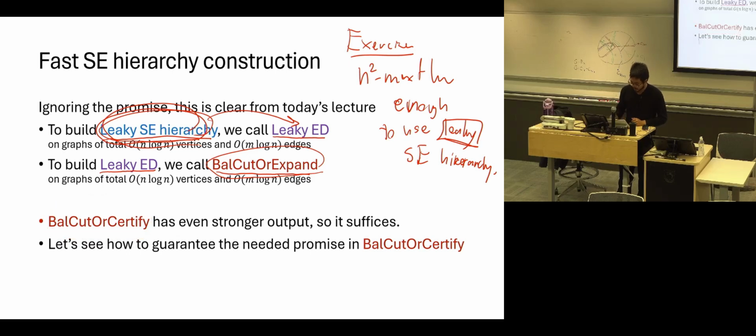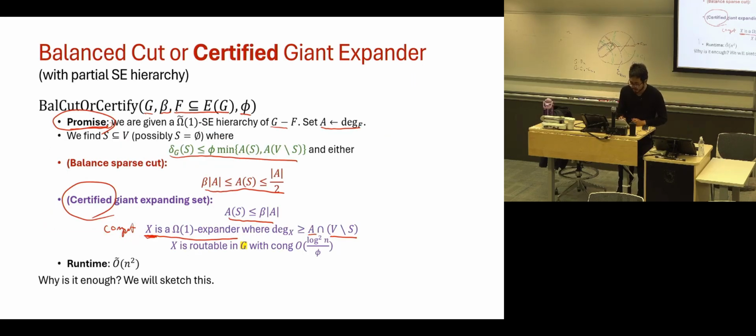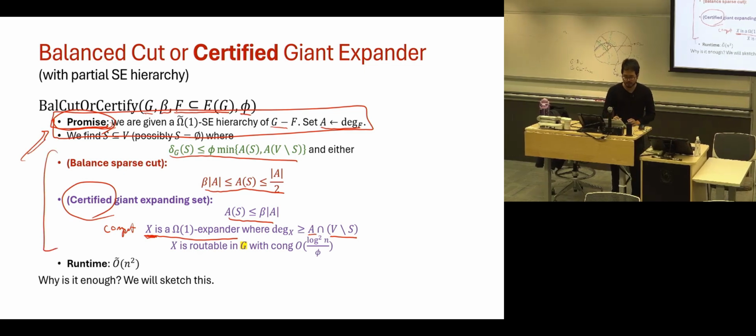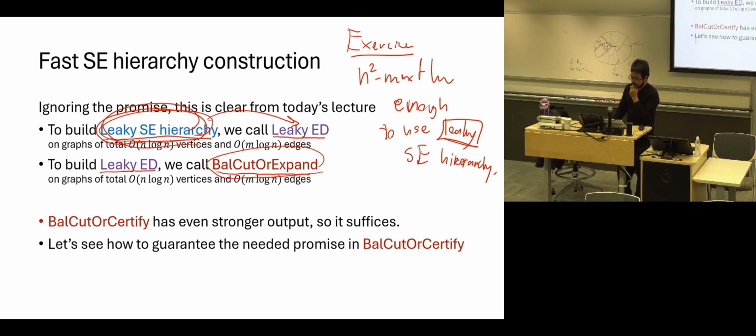But okay, I said that this needs this promise. How can I guarantee this promise? The output is certainly strong enough, but I want to guarantee this promise, that I have a hierarchy of G minus F. Okay. I might just explain this next time.